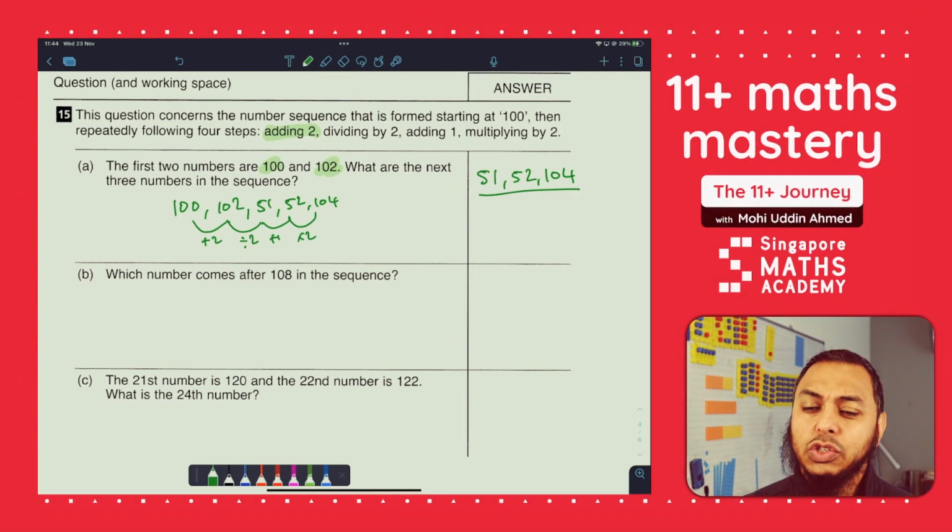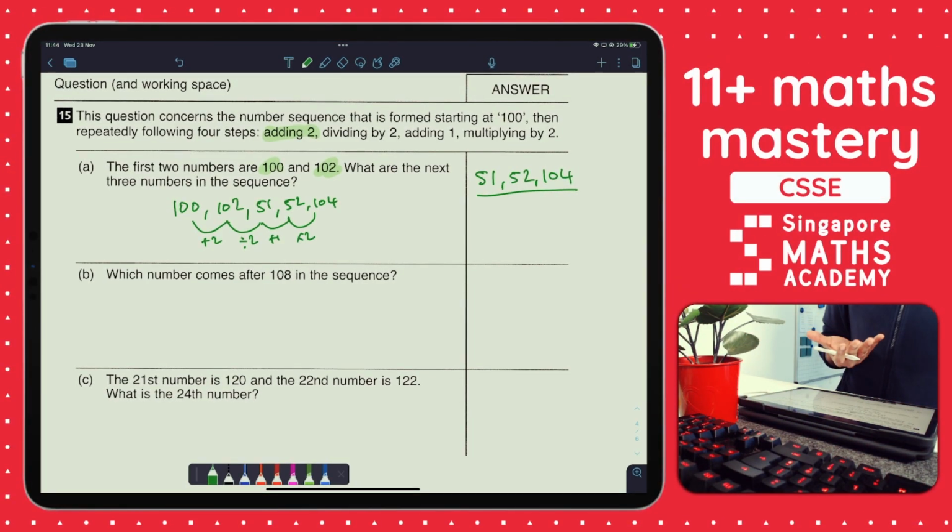It's a bit of a strange one because it's really looking at one of these operations per term. It's not all 4 of them to get to the next term. It's just one at a time. So that's why you've got those 3 as your next terms in the sequence.